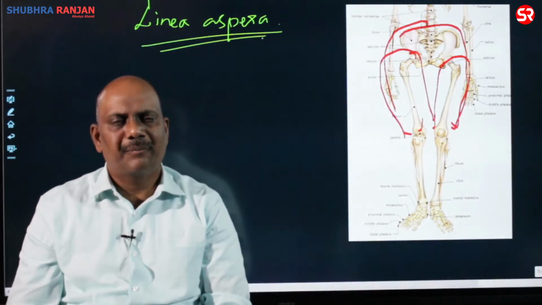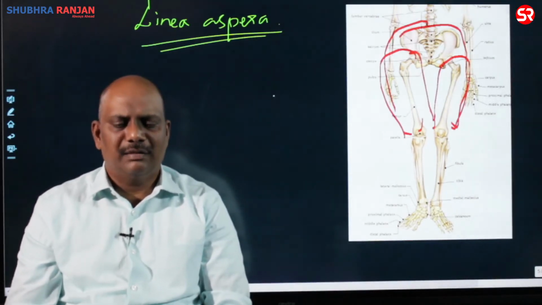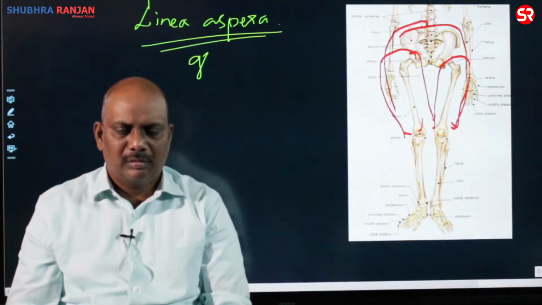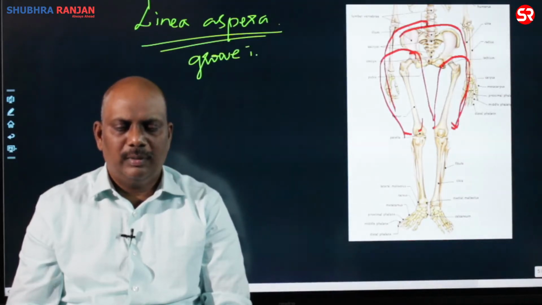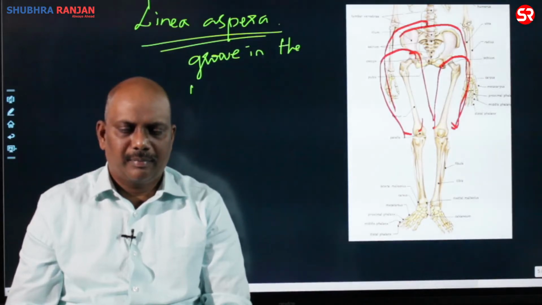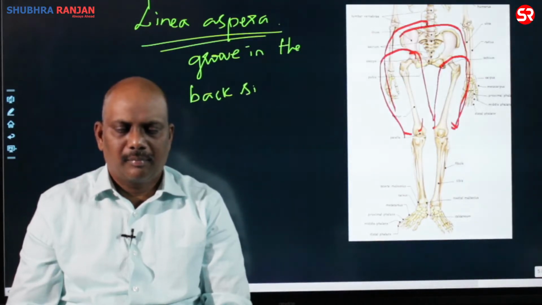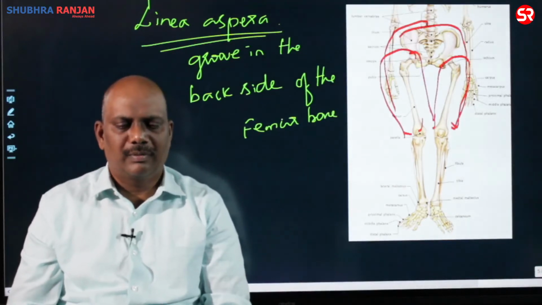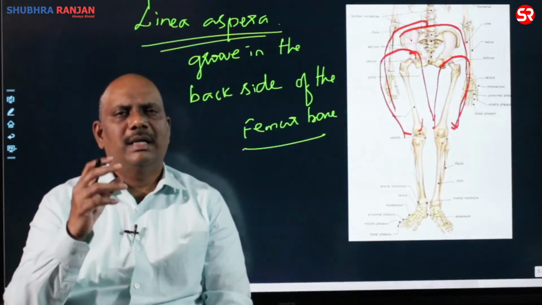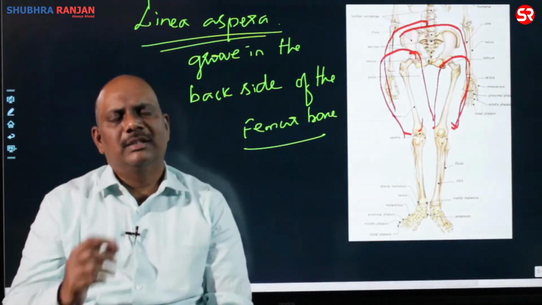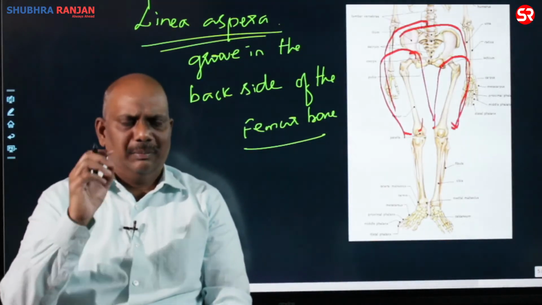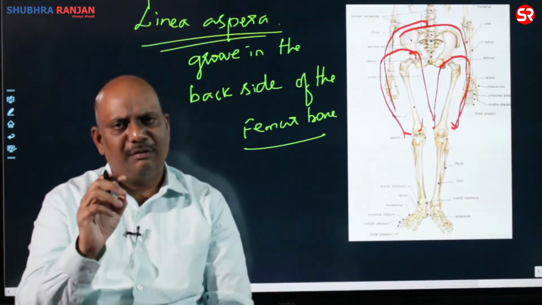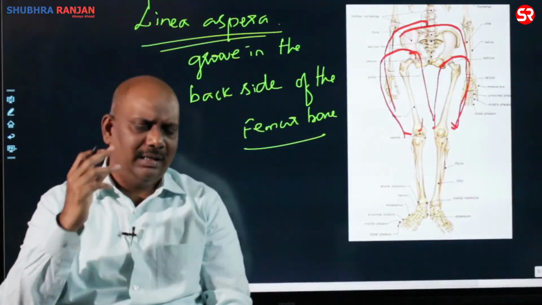This linea aspera refers to a groove in the backside of the femur bone, femur or femoris, the femur bone. This provided attachment areas for the muscles in the thigh region. So the presence of linea aspera signifies a bipedal locomotion and an erect posture.